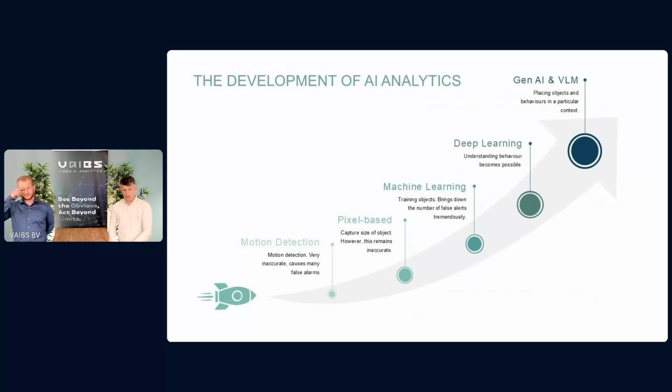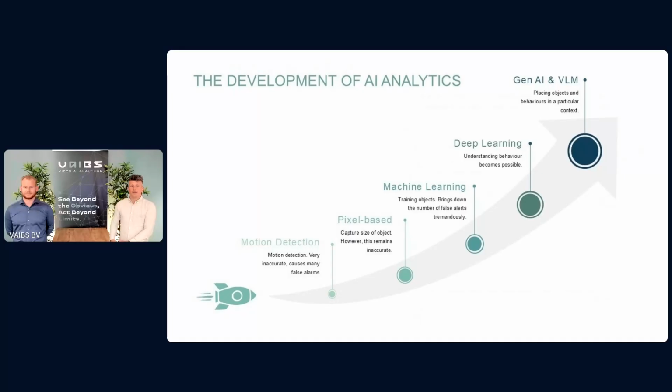And to reduce those false alerts, we said, hey, let's determine the size of a human, of a car, or something else based on the amount of pixels, how big an object is, to determine if it's necessary to give an alert. That reduces the false alarms for a bit, but it still remained inaccurate.